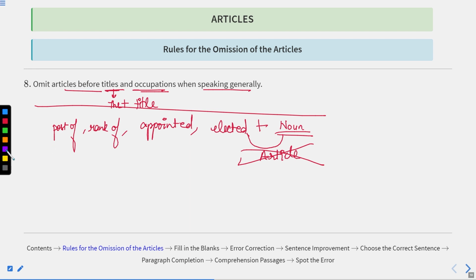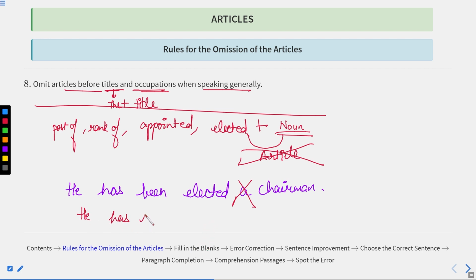Now, if I say he has been elected a chairman or the chairman, this sentence will be incorrect. We should not use a in this. So the correct sentence will be he has been elected chairman.